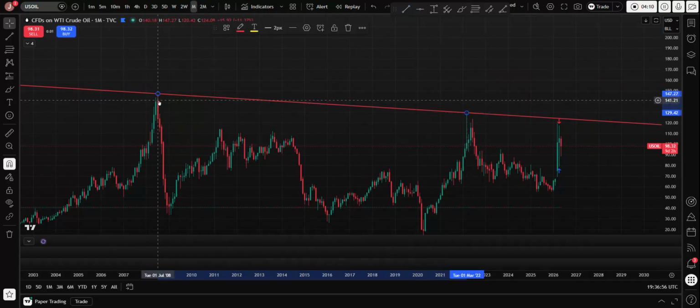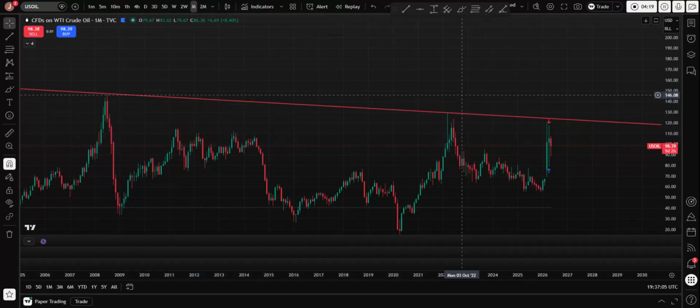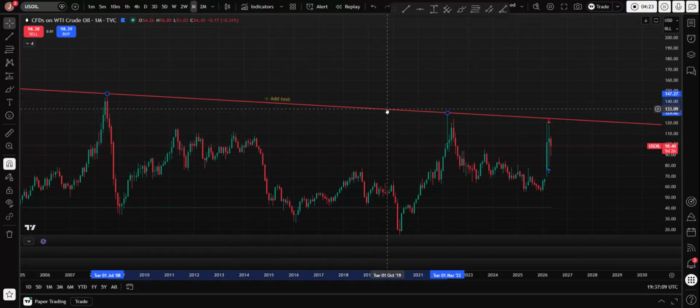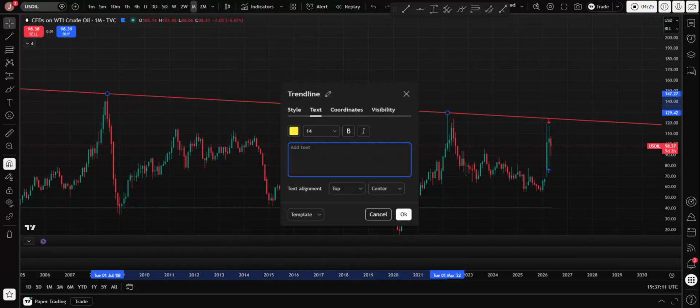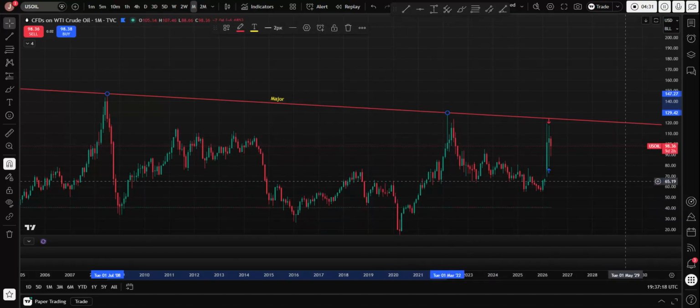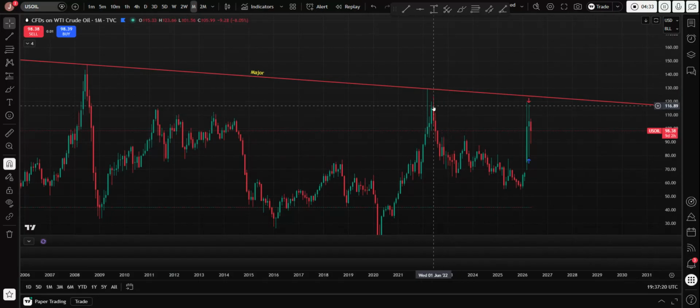So here, if you connect July 1st of 2008, right before the recession, and then if you connect over here March 1st of 2022, you get this major trend line here. I have it in red and I have it thick, so that way you know it's a major trend line. So we're going to do that as major resistance. That's major resistance because based on these two hit points, every time you hit this red line, you have a massive collapse.